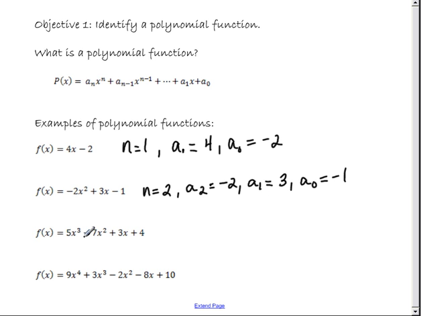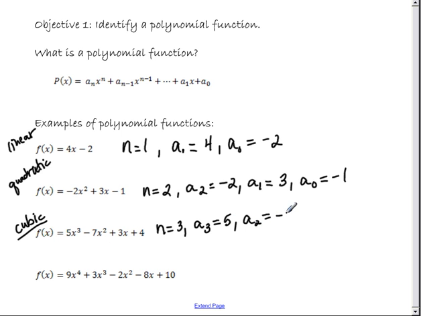For 5x cubed minus 7x squared plus 3x plus 4, this is called a cubic function. We have linear, quadratic, and cubic. For this case, n is 3, so a sub 3, the coefficient of the cubed term, is 5. A sub 2, the coefficient of the square term, is negative 7. A sub 1, the coefficient of the linear term, is 3. And a sub 0, the constant, is 4.